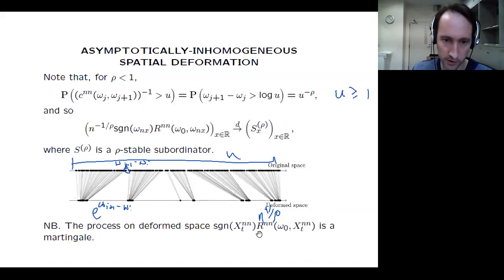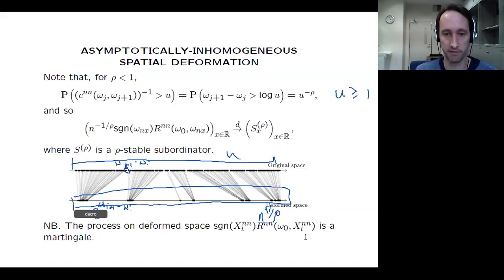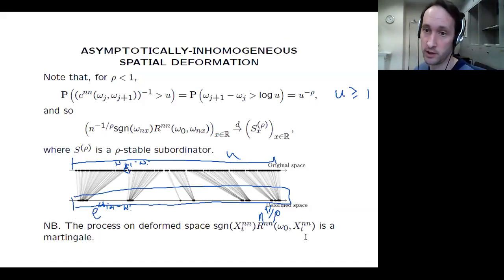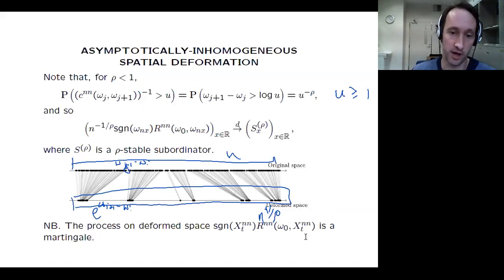And just as a comment, just like in the continuous case, when we look at the process in terms of this resistance scaling, if we plot the coordinates as I've done on this deformed space here, then by construction this is the martingale down here. So we would expect it to converge, under appropriate scaling, to some time change of a Brownian motion. So that's the basic idea.